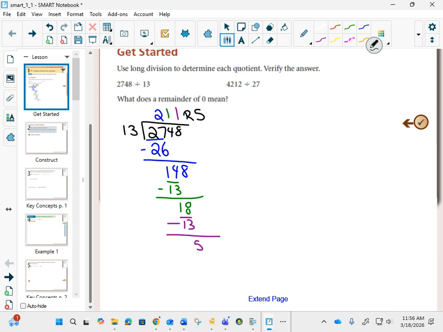Now, we're going to redo that process. I color-coded it to show you that you just do the same thing over and over again. What I did in the blue, I repeated and did in the green. I repeated, I did in the purple, until I could not do it anymore. And that's my remainder.